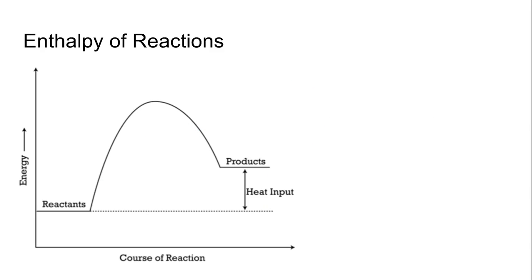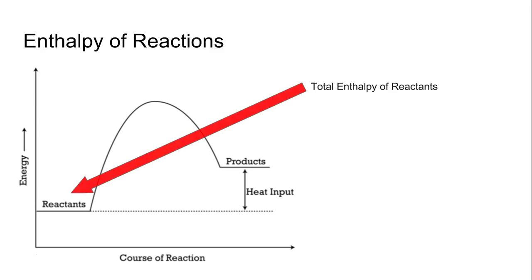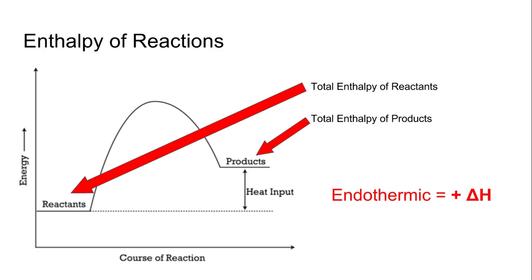Let's look at the opposite of that. If we have our reactants having a lower energy, or a lower enthalpy, and our products have a higher enthalpy, and we take our products minus our reactants, we end up getting a positive delta H, which is an endothermic reaction. So when you see a positive change in enthalpy, it represents an endothermic reaction.